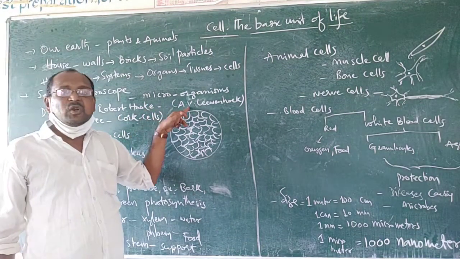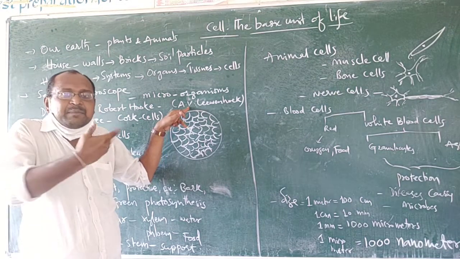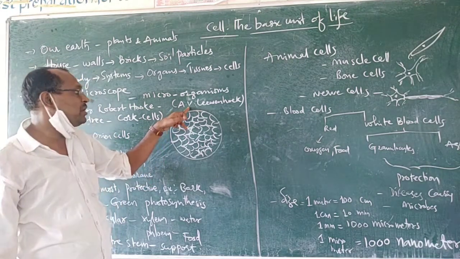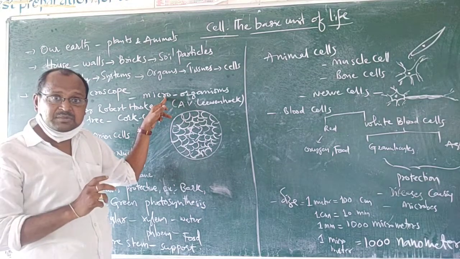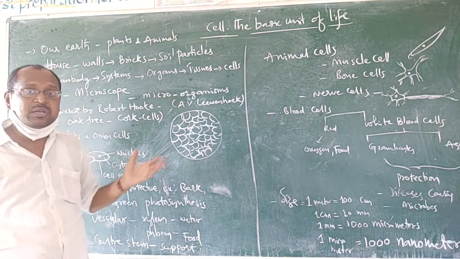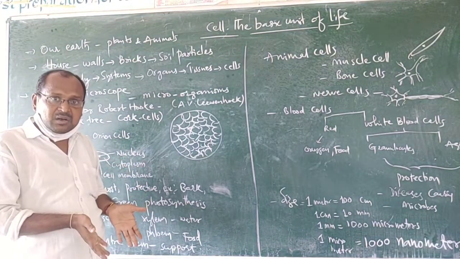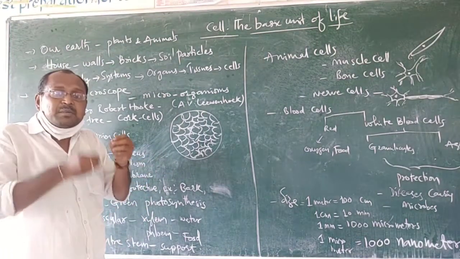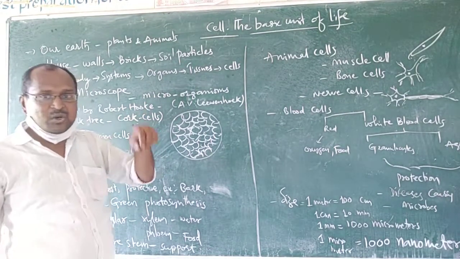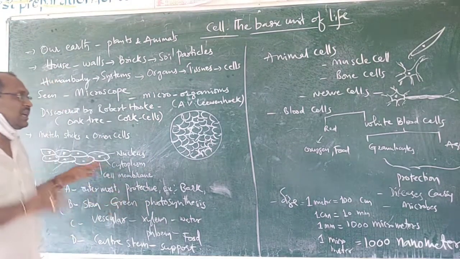Later, A.V. Leeuwenhoek also made an improved microscope and he first observed microorganisms. Then all the world came to know that new organisms are also surviving in this world along with the plants and animals. Some microorganisms are also living with us, around us.